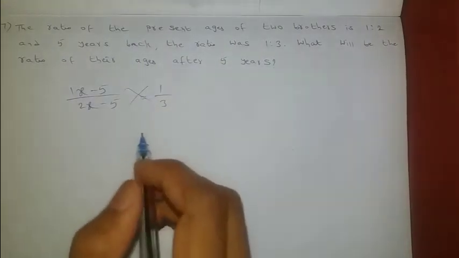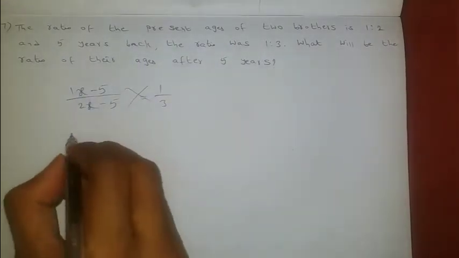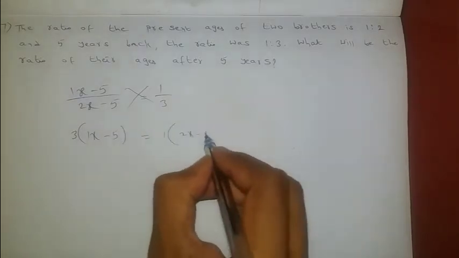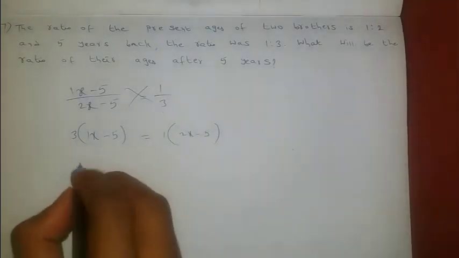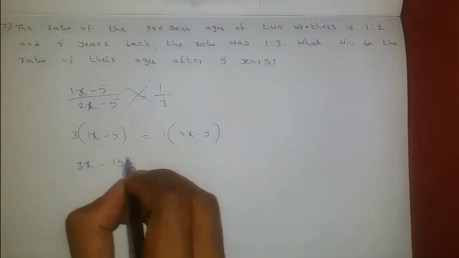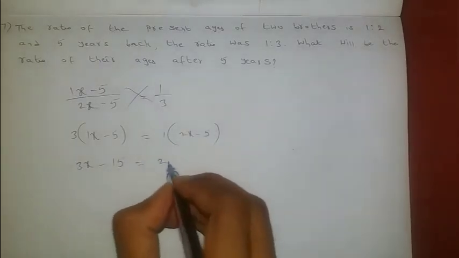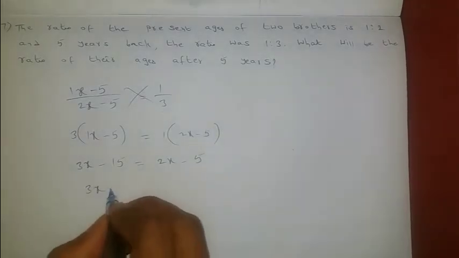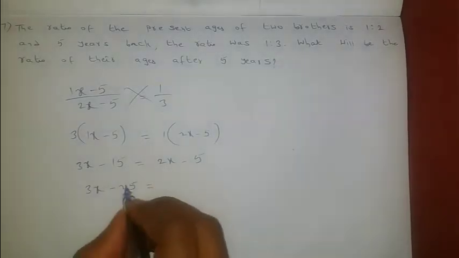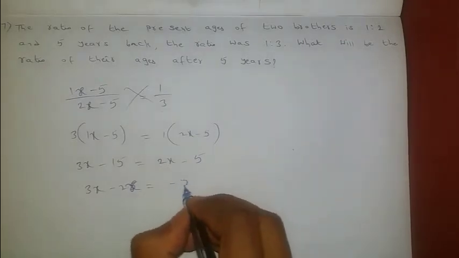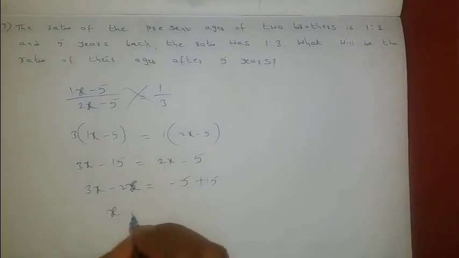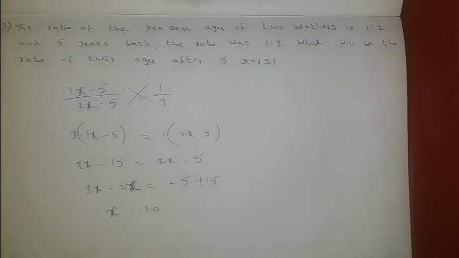If you do cross multiplication, 3 into 1x minus 5 is equals to 1 into 2x minus 5. 3 into 1x, 3x, minus 3 into 5, 15. 1 into 2x, 2x, minus 1 into 5, 5. Take 2x this side, 3x minus 2x, which is equals to minus 5, as it is, minus 15 will become plus 15. 3x minus 2x, x is equals to minus 5 plus 15, 10. So x value is 10.